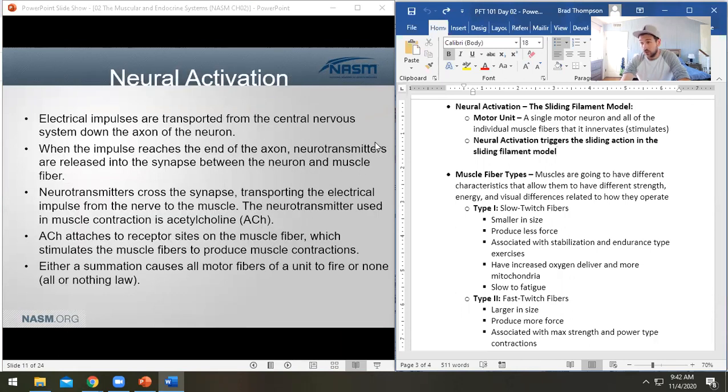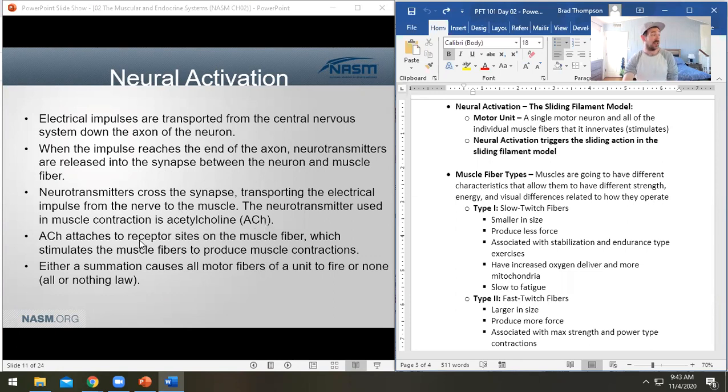And I'm just going to go through this pretty quickly here, summarizing everything. An electric impulse will travel from the nervous system down the axon of your neuron. Eventually, that neuron will attach to a muscle fiber, and it will zap that muscle fiber. And when it does, the muscle fiber uses a chemical to communicate between the nervous system and the muscular system. That chemical is called acetylcholine. That's the chemical I was talking about.